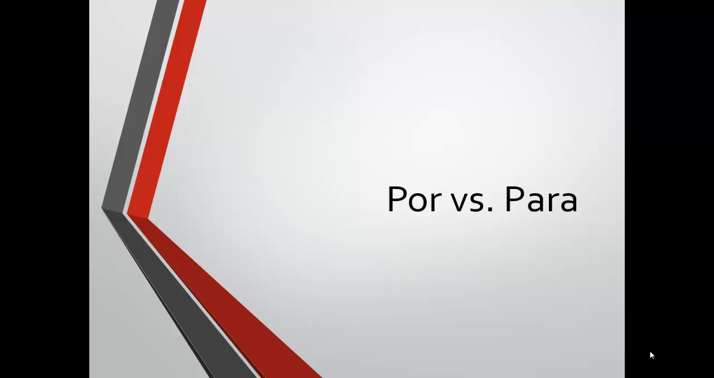By now, you have learned that both por and para mean "for," but not in the same way. You probably remember that por is frequently used with time, and para is often translated as "in order to." But there's more to it than that.